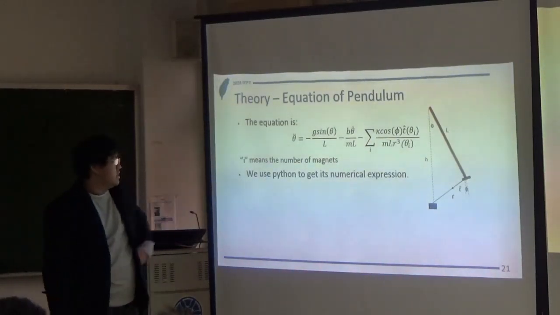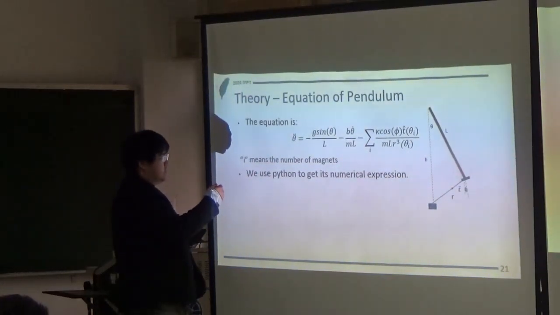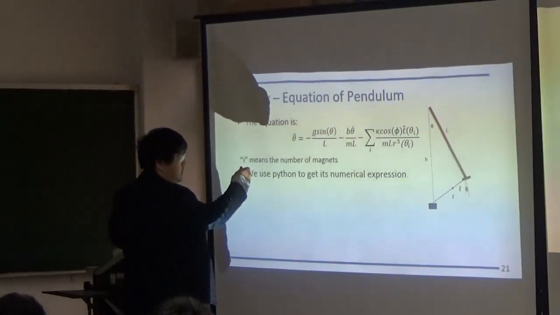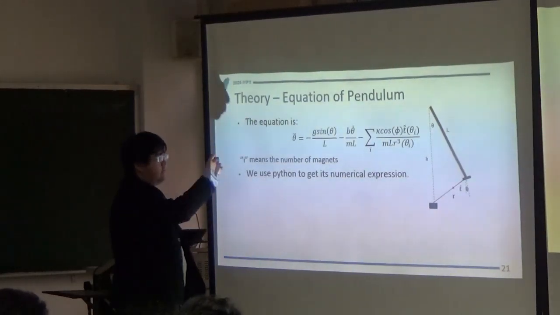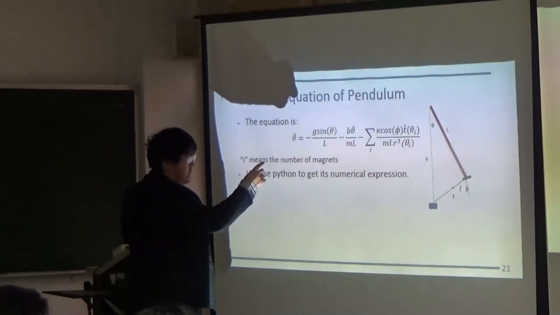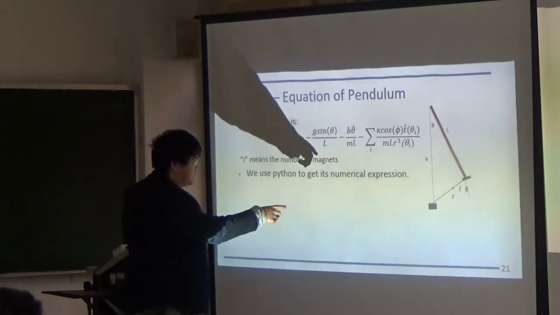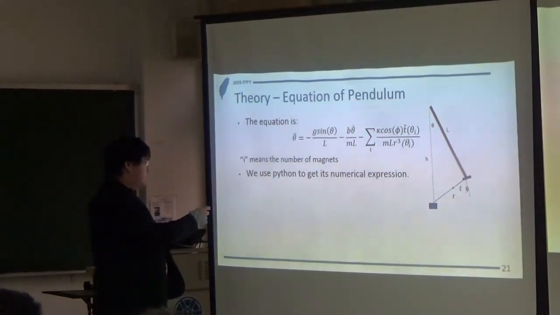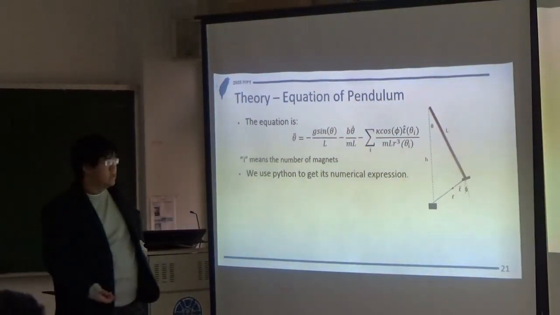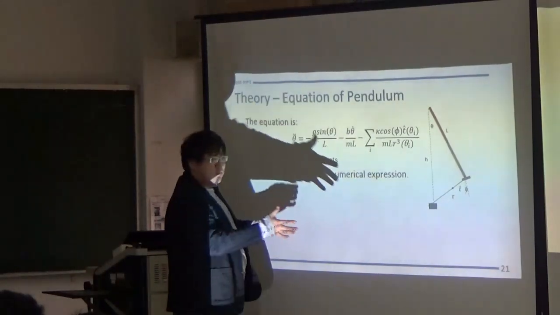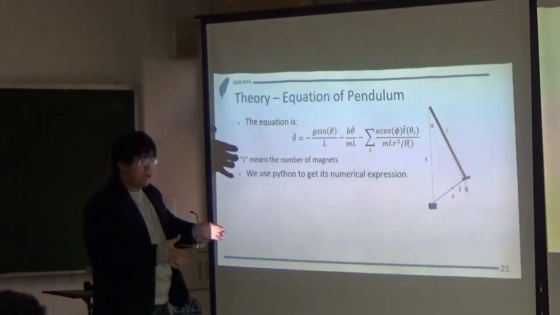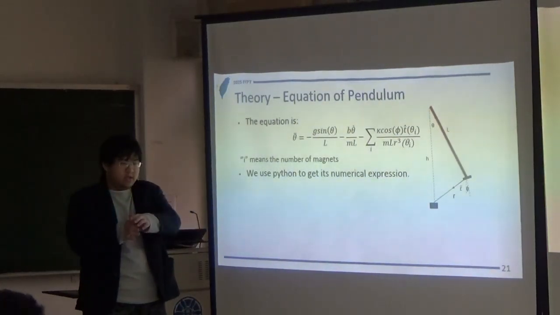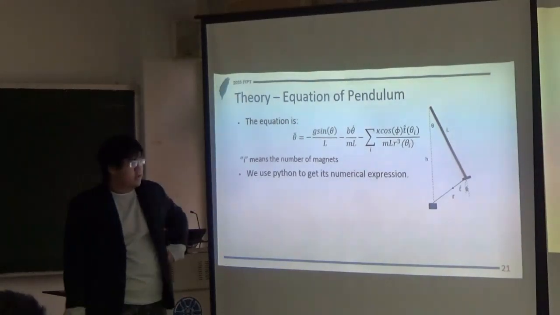is that the angular acceleration, the gravity, the resistance of air, and the magnetic force. Notice the I means the number of the magnets. It means we put 2 magnets, or we put several magnets, and we combine the force of them.